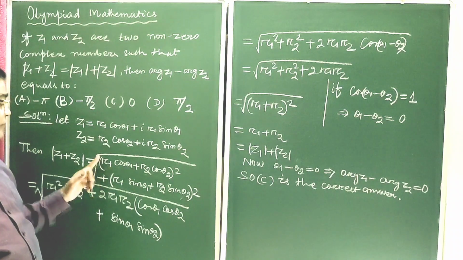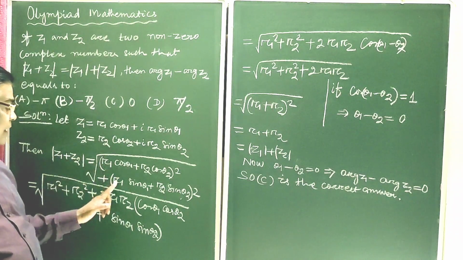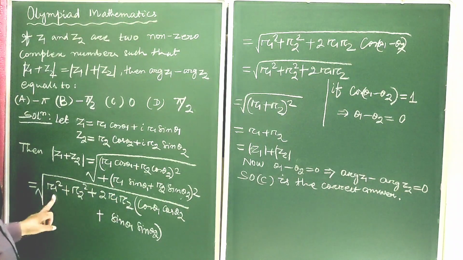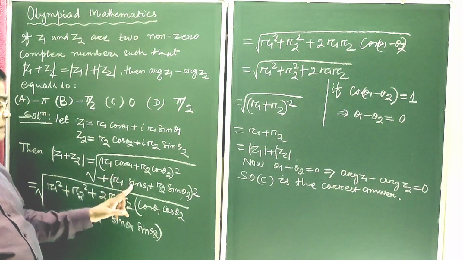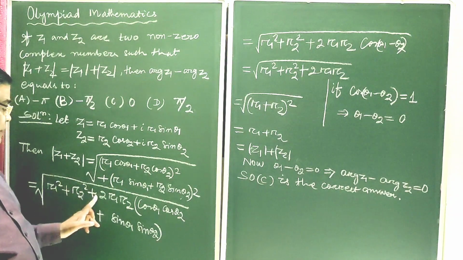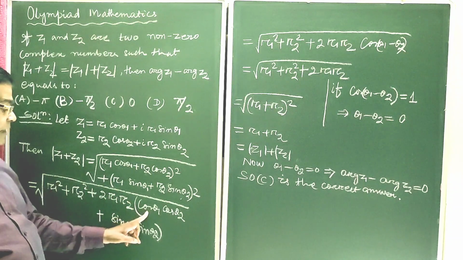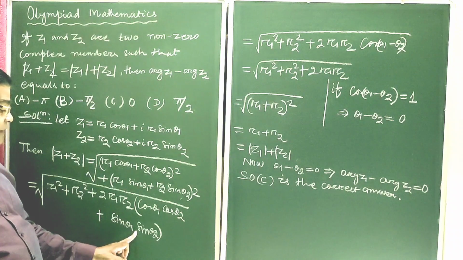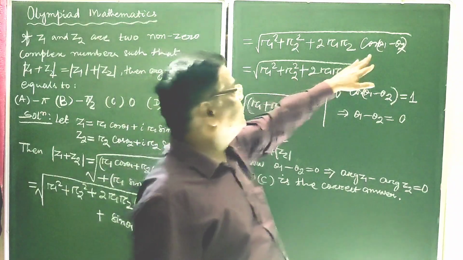After expansion, it will be R1 square cos square theta 1 plus R1 square sin square theta 1. Taking R1 square common, we get cos square theta 1 plus sin square theta 1, which is 1. Similarly, we get here R2 square. Then plus 2 R1 R2, taking common, we get cos theta 1 cos theta 2 plus sin theta 1 sin theta 2, which is equal to cos of theta 1 minus theta 2.